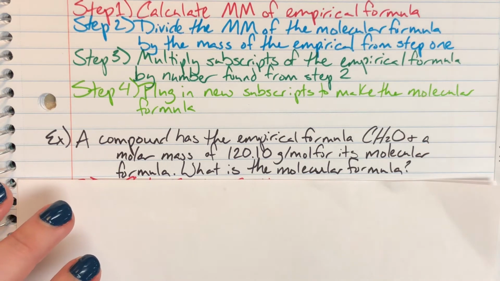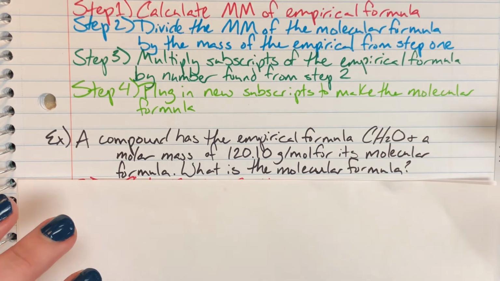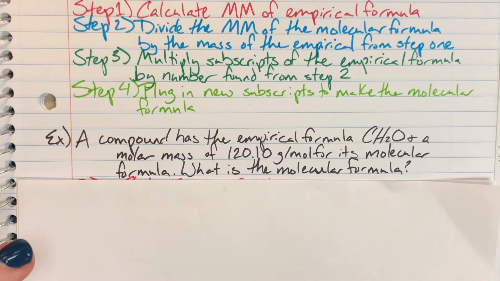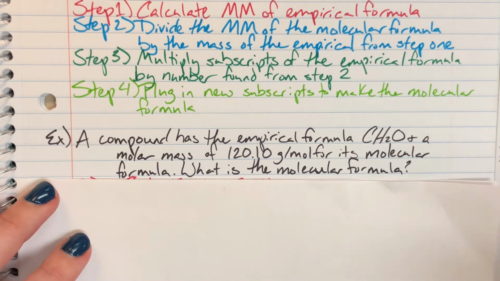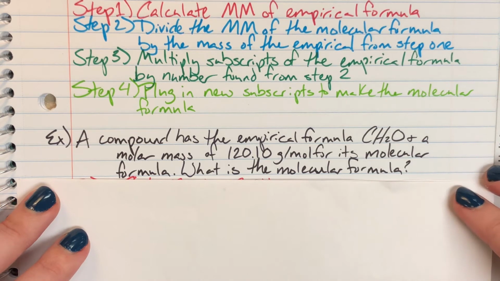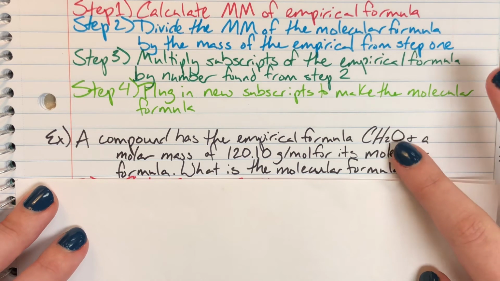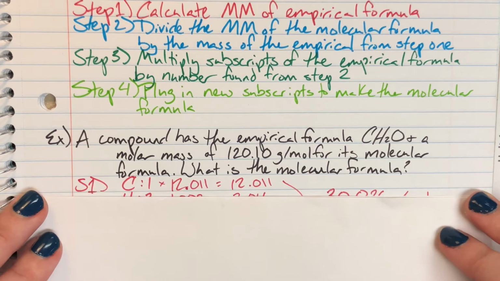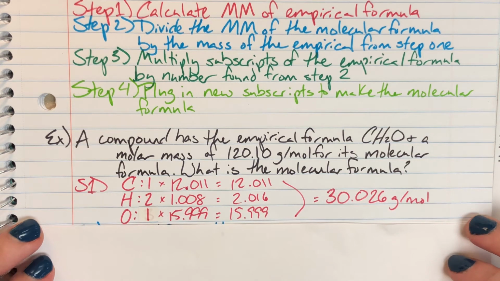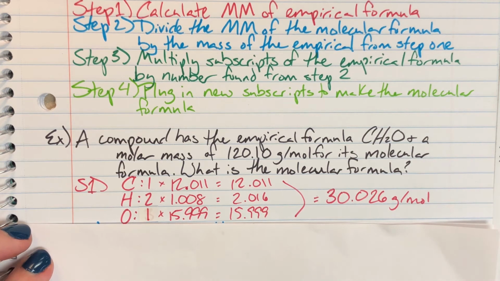So this example goes ahead and gives me the empirical formula. Like I said, you may have to actually figure out the empirical formula, but remember that's really simple. Percent to mass, mass to mole, divide by small, multiply to whole. Go back and watch the empirical formula video if you need to. But since we are just given it, we can go ahead and move on to step 1 and calculate the molar mass of the empirical formula.